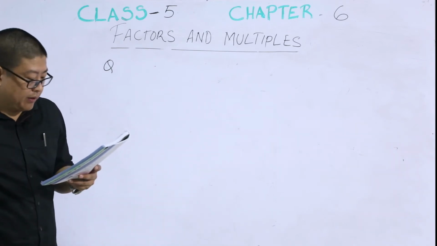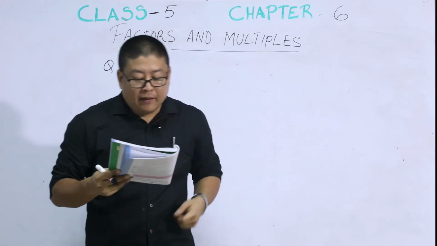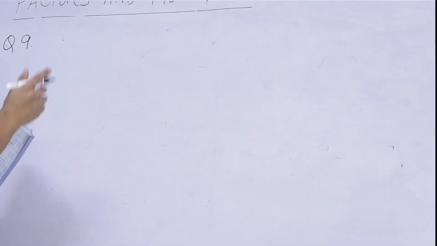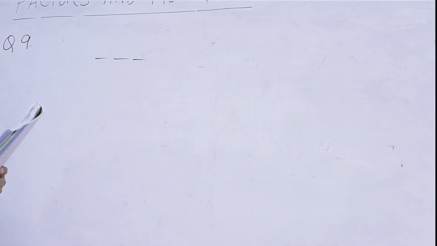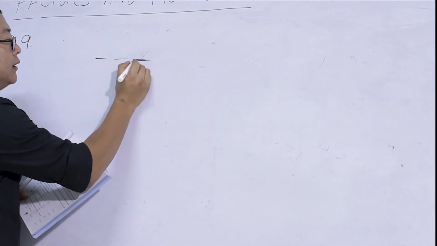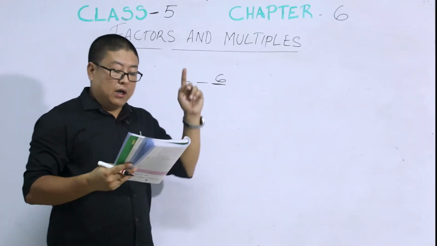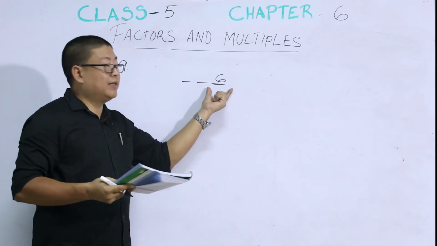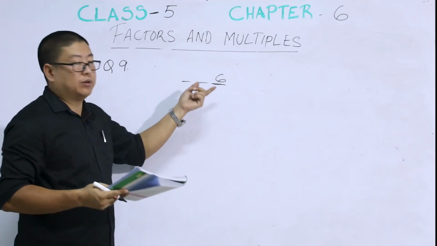Let's look at question number 9. All right, let's read the question. The digit in the ones place of a 3-digit number is 6. They have given a 3-digit number, okay? And the digit in the ones place, this place, is 6. Others they have not given. Now, they are asking us, will it be composite or prime? Just by looking at this, we have to say whether it is a composite or prime. And then they are asking us to give reason.